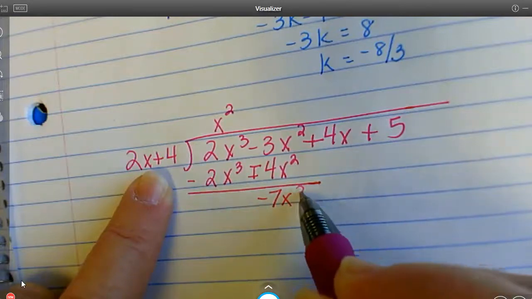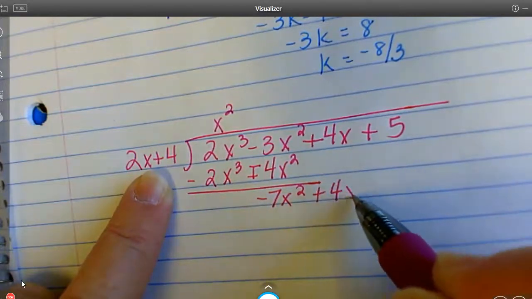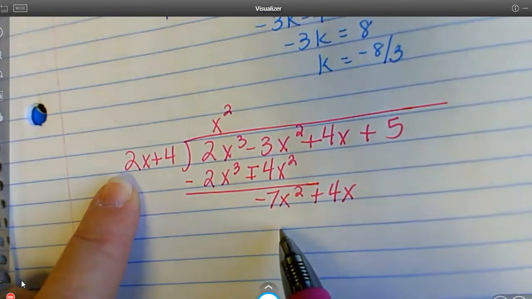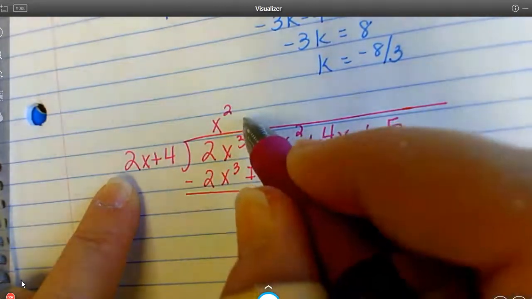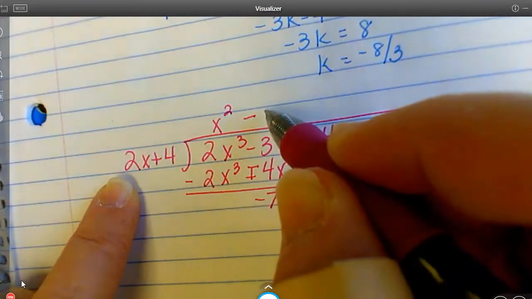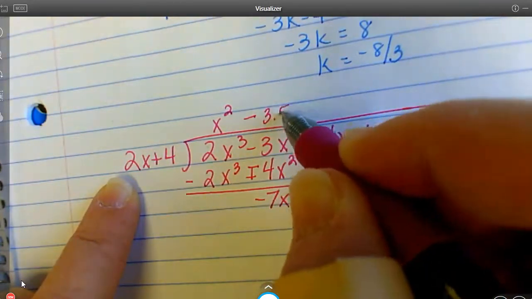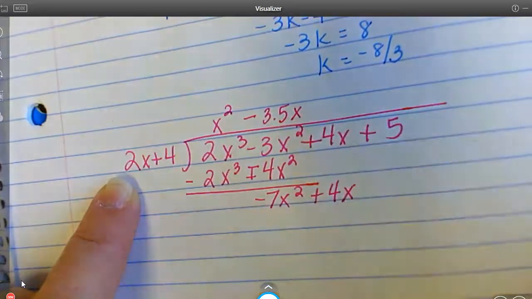That's negative 7x squared. Bring down our 4x. 2x times what gives me negative 7x squared? It'll be negative. And a lot of you wanted to put 3 because that's close, but you need it to be exact. And that's what makes that one a little bit tricky.